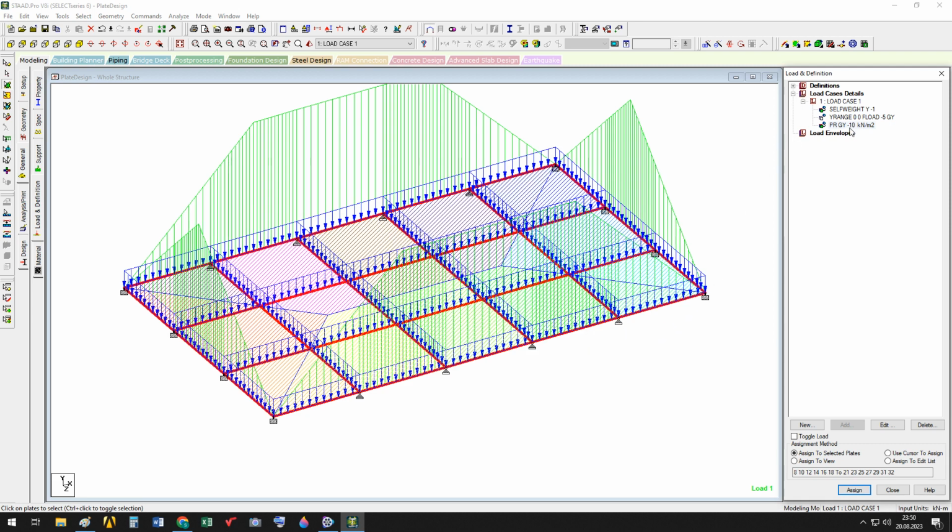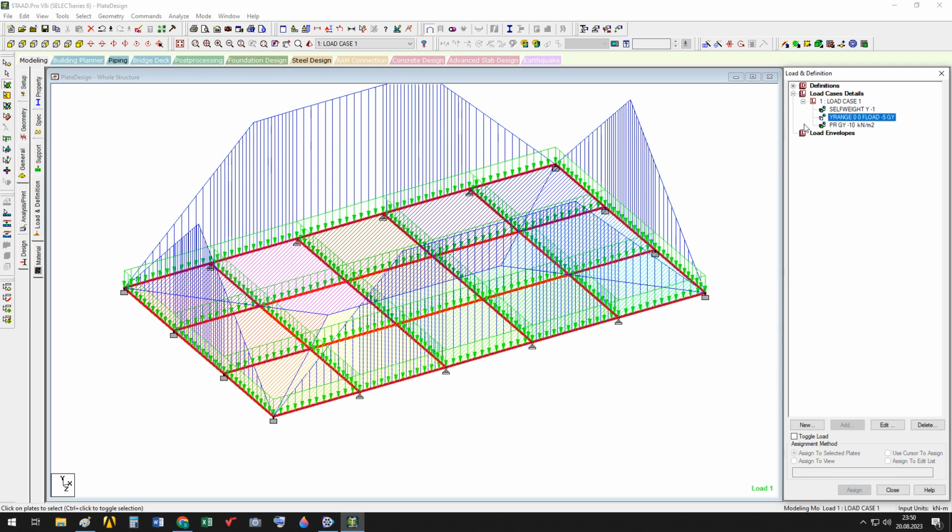Now, as you see here, when I click on this, the active selected load is shown in blue color. If I click on this, the active selected load is shown in blue color. For self-weight, we don't see anything. That's okay. So our loads are also assigned to our structure.